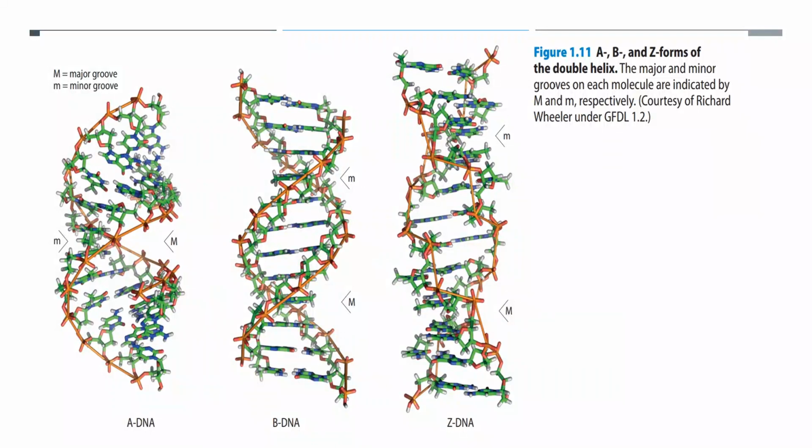A, B, and Z forms of the double helix. The major and minor grooves on each molecule are indicated by capital M and small m respectively.